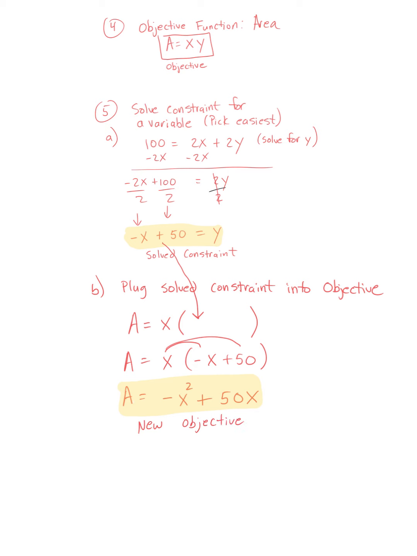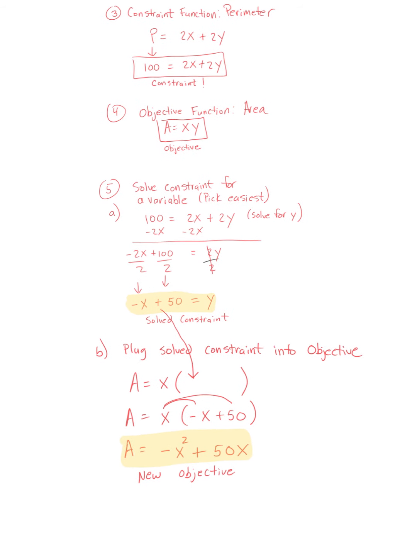All right, so let's recap. You need a constraint function, an equation. That's the given information. It's what's restricting you. You're always going to have a given. You need an objective function and an equation. That's what you're trying to maximize or minimize. You take your constraint equation and you solve it for one variable, and you plug it into the objective and simplify, and that is your new objective. All right, so now we're finally ready to do some calculus, and that's kind of our 6th step.